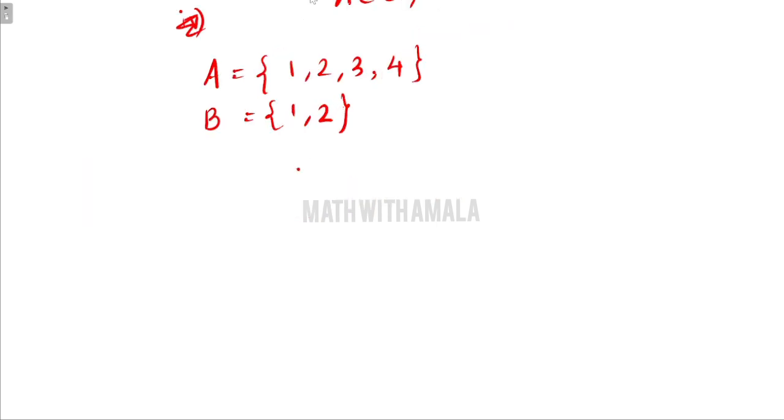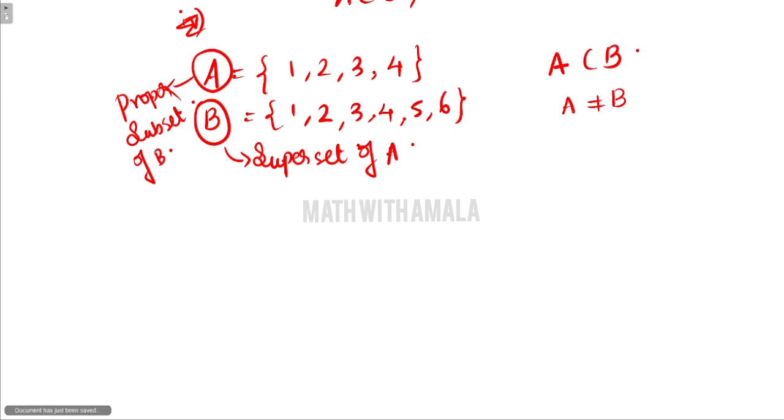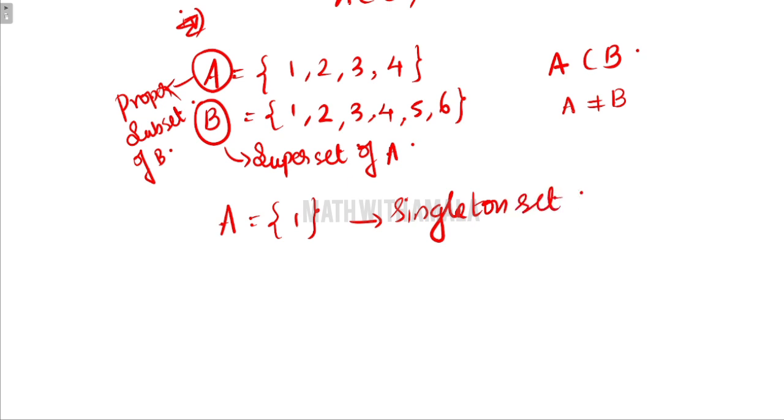Next, A is equal to {1, 2, 3, 4} and B is equal to {1, 2, 3, 4, 5, 6}. We have 6 elements in B and 4 elements in A. It is clearly A is a subset of B because 1, 2, 3, 4 are there in B, and A is not equal to B because B can be considered as the superset which contains 2 more elements than A. So A can be considered a proper subset, and A is not equal to B. That properness is coming from not including the equal to symbol.